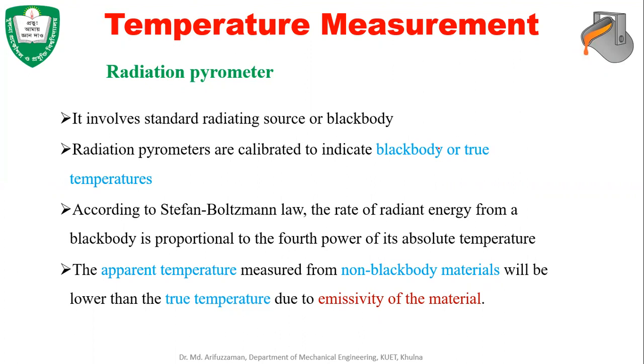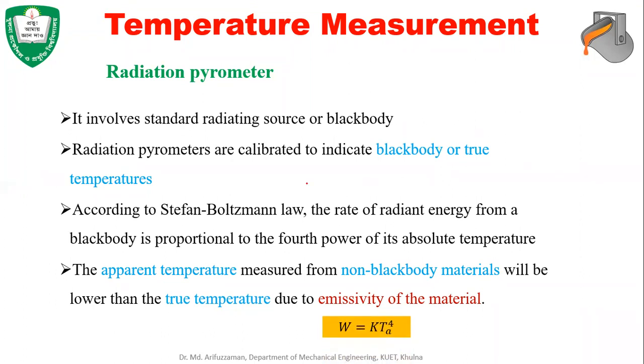According to the Stefan-Boltzmann law, the rate of radiant energy from a black body is proportional to the fourth power of its absolute temperature. I think you have already studied that in physics. The apparent temperature measured from a non-black body material will be lower than the true temperature due to the emissivity of that material. When radiation comes from a black body and you use the radiation pyrometer, you get the exact amount of energy coming out of the black body. But if the body is not an actual black body, the apparent temperature will be less than the actual, and in that case, you need to use the emissivity of the material.